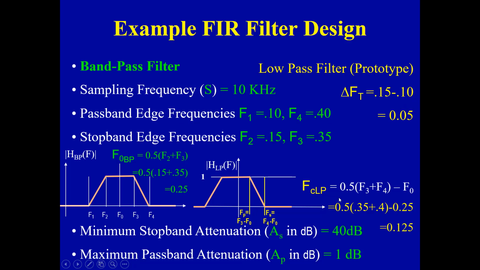We would design the cutoff frequency for the low pass filter using the equation that comes from the transformation. In this case, the F3 frequency is 0.35, the F4 frequency is 0.4, and F0, the center frequency of the band pass filter, is 0.25. So we would use a low pass filter prototype with a cutoff frequency of 0.125 and a transition width of 0.05. And again, these are the target values for attenuations for choosing our window function.